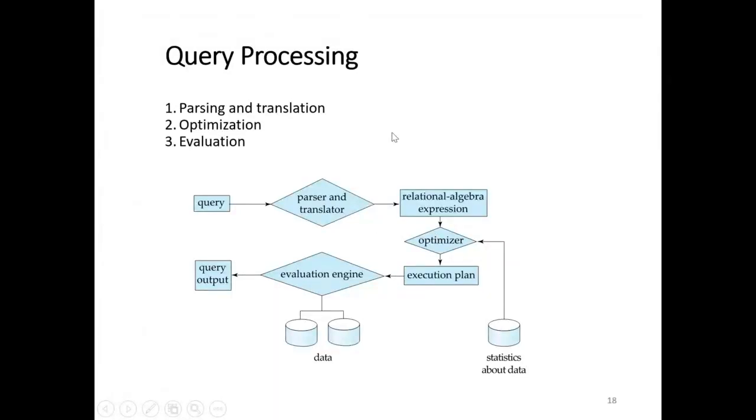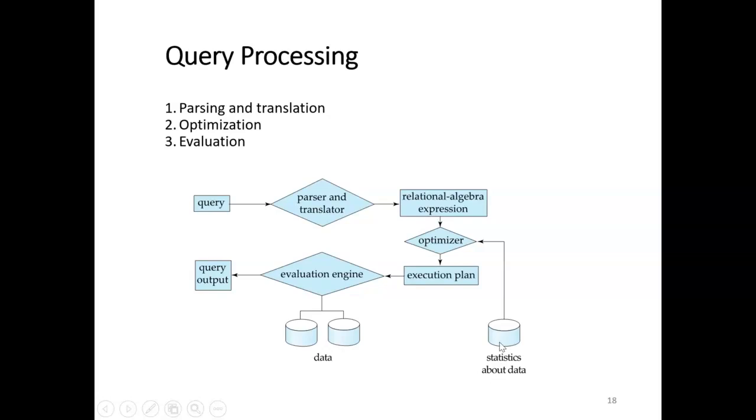So this shows the whole query processing process. Given the query, it will first go through the parser and translator to understand the query, to understand which tables and which columns will be needed. Then the query will be translated into a relational algebra expression, and this expression can be understood by the execution plan. Then the optimizer will come in too.